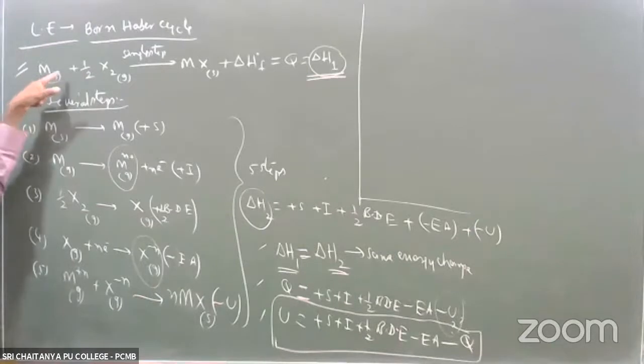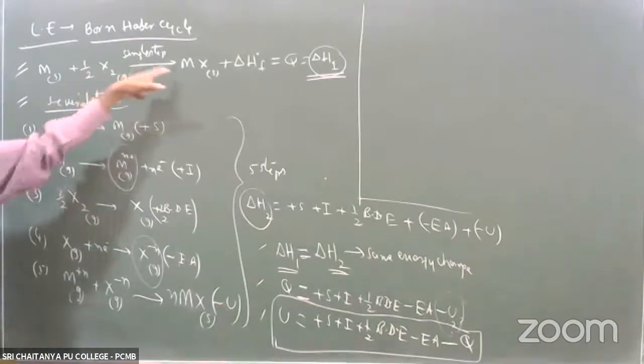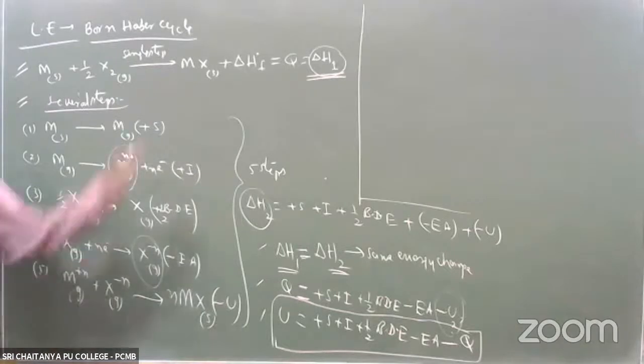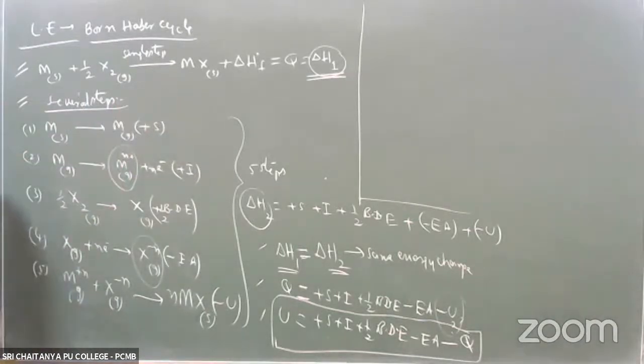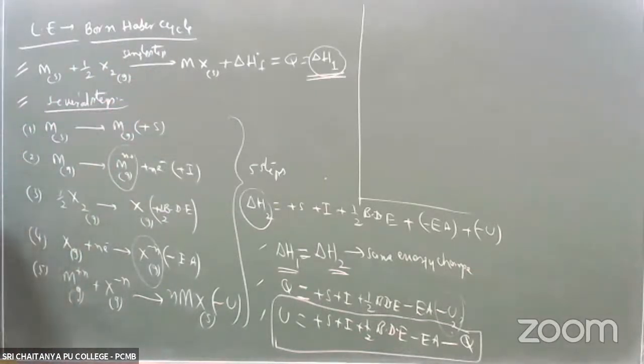a solid metal combined with half mole of gaseous non-metal molecule. It forms 1 mole of solid crystal lattice. Doing that, the released energy is what we call the enthalpy of formation. Then the same 1 mole of solid crystal lattice is formed in 5 steps, in several steps indirectly.